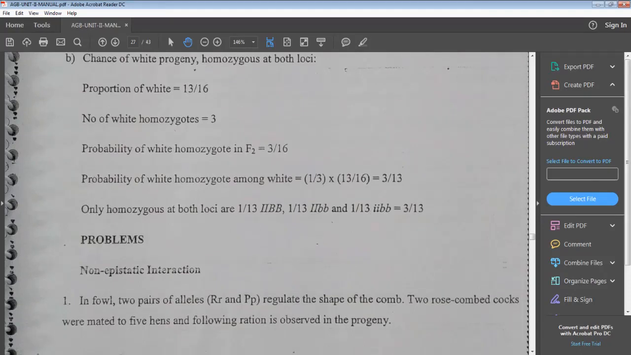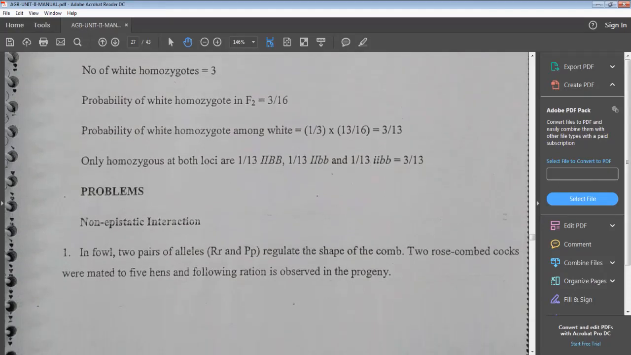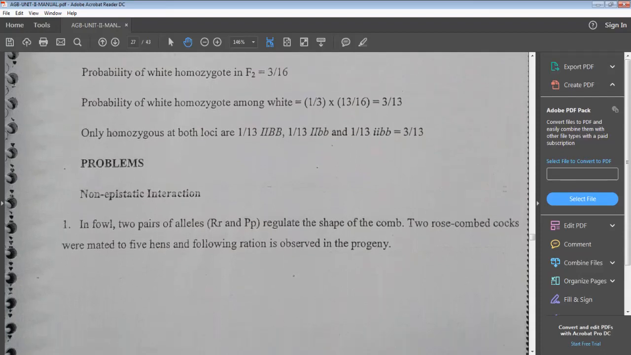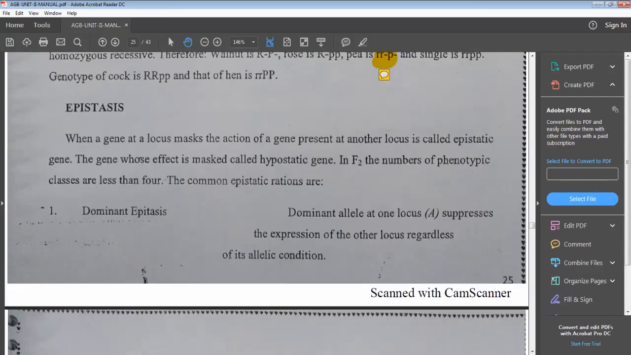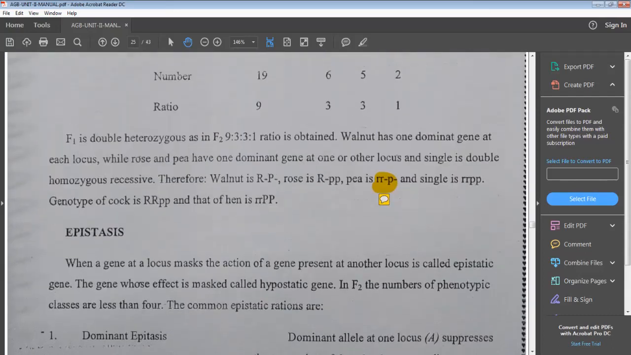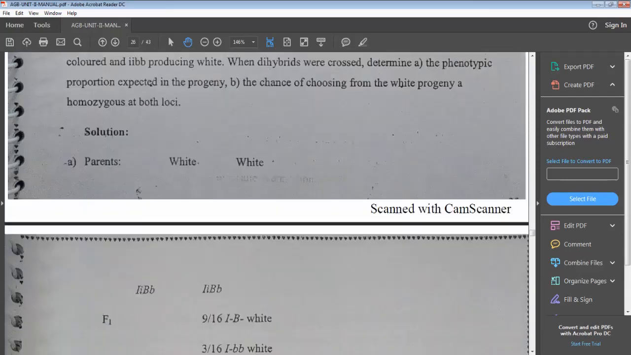Okay. And only homozygous at both loci: that is 1 by 3, 1 by 3, 1 by 3, that is equal to 3 by 13. Sorry. This problem is already solved in the case of the example here. Okay, no need to write that again. We had already covered that.